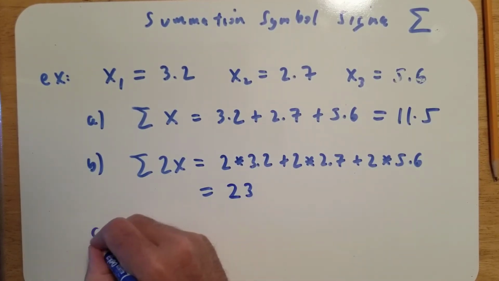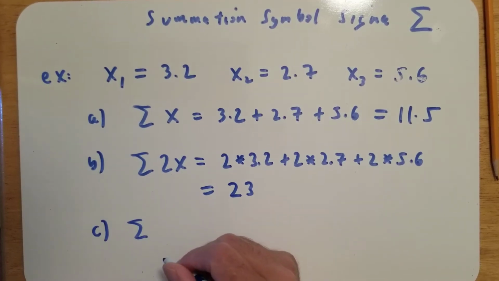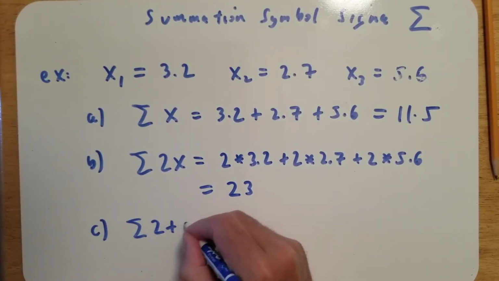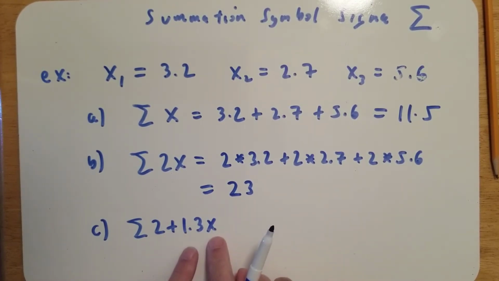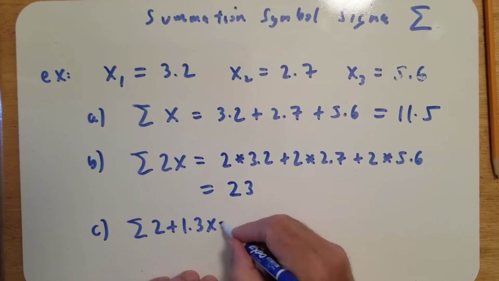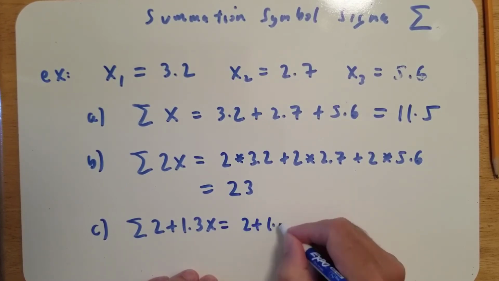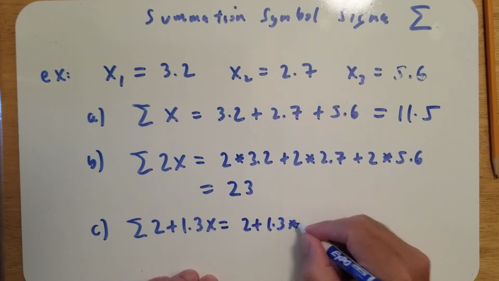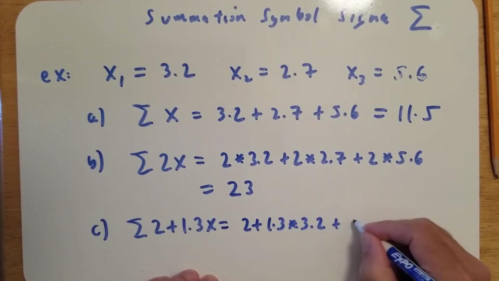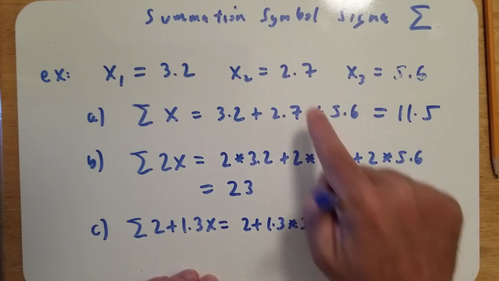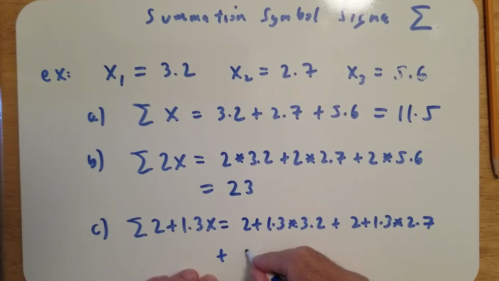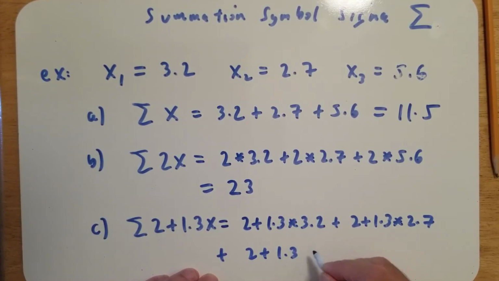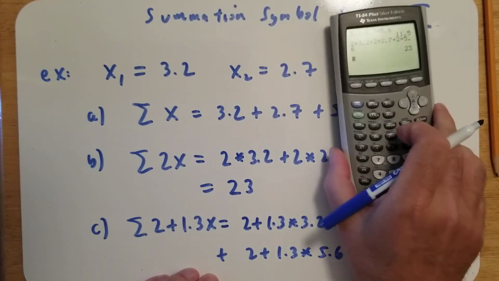They might also do something like this. Say the sum of 2 plus 1.3x. Well, now we're going to add 2 and multiply each x by 1.3 and add them up. This is 2 plus 1.3 times the first x, which is 3.2, plus 2 plus 1.3 times the second x, which is 2.7, plus 2 plus 1.3 times the third x, which is 5.6.